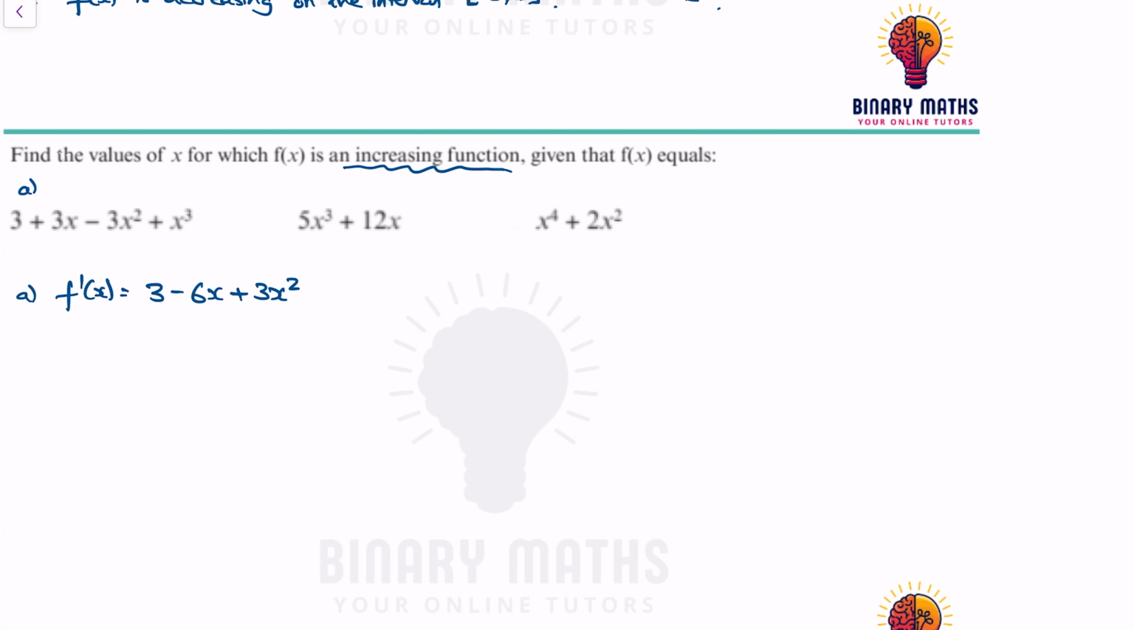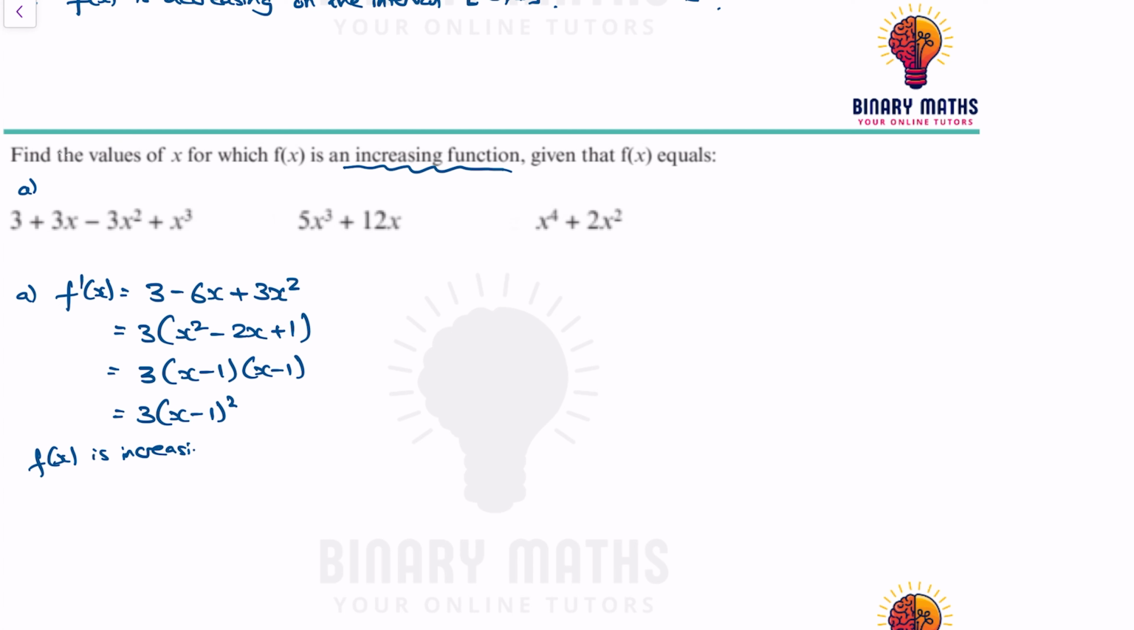So if I factorize it out, I get 3 times x squared minus 2x plus 1. Factorize it gives me x minus 1 times x minus 1, which is equal to 3 times x minus 1 squared. So if f of x is increasing, implies f dash of x is greater than or equal to 0. So when is this greater than or equal to 0?